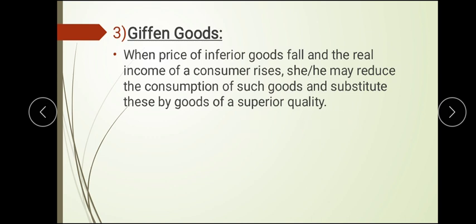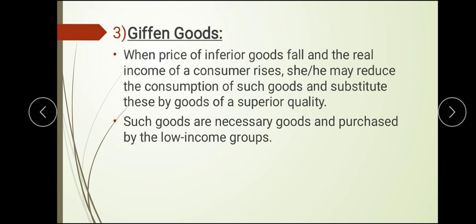So those goods are called what? You find that they are called Giffen goods. And on those goods also, when income increases, people will purchase high quality goods rather than inferior goods. So this is how it works.